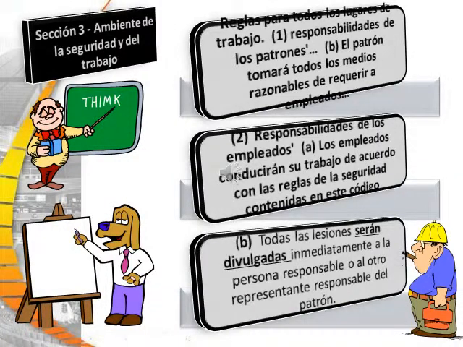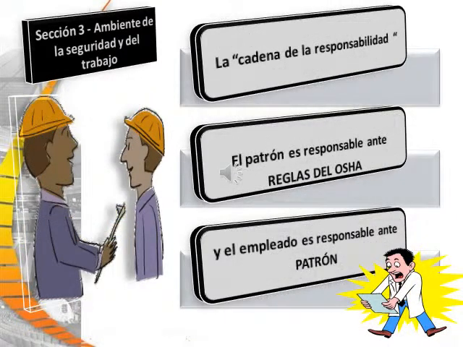The rules for all workplaces call for employers' responsibilities. B, the employer shall take reasonable means to require employees to A, conduct their workplace in compliance with safety rules in this code, and B, all injuries shall be reported immediately to the person in charge or other responsible representatives of the employer. The chain of accountability: the employer is accountable to OSHA rules, and the employee is accountable to the employer.